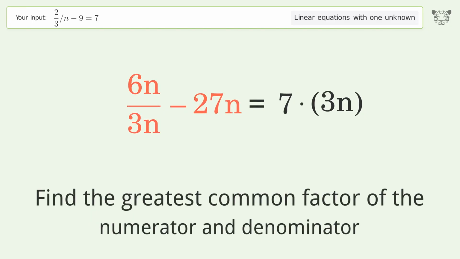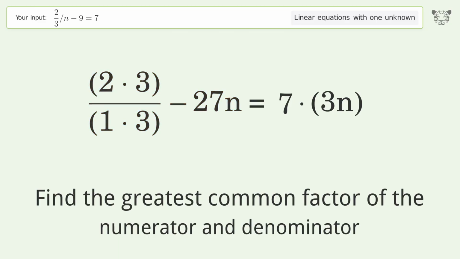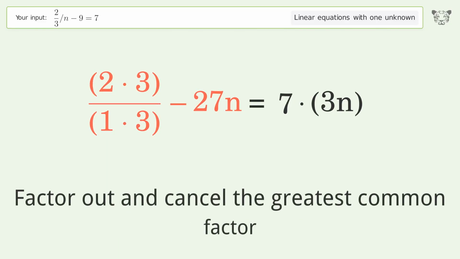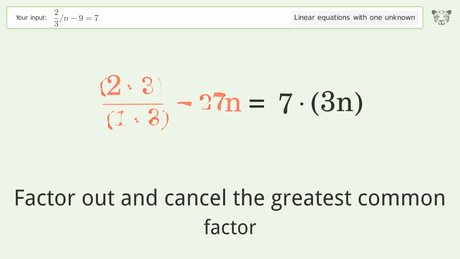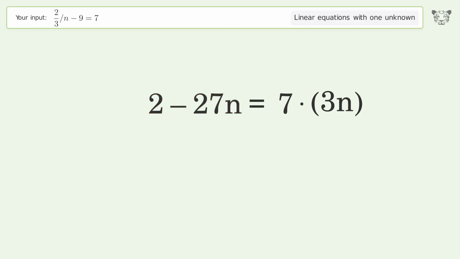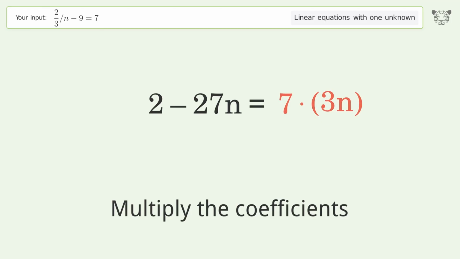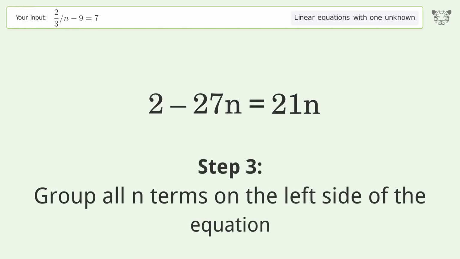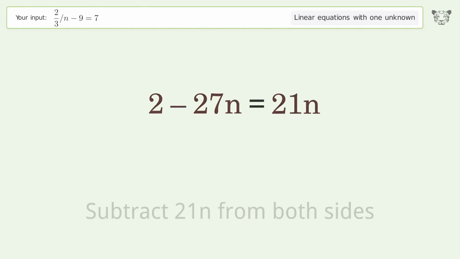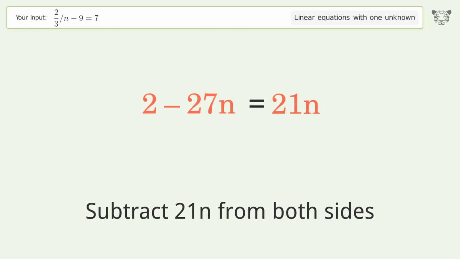Find the greatest common factor of the numerator and denominator. Factor out and cancel the greatest common factor. Multiply the coefficients. Group all n terms on the left side of the equation. Subtract 21n from both sides.